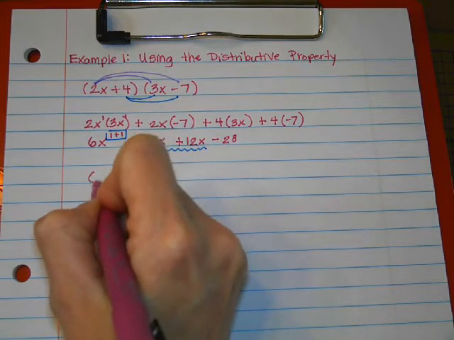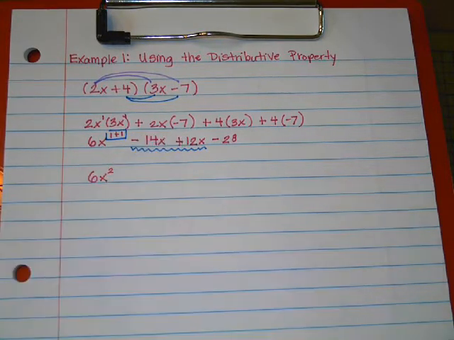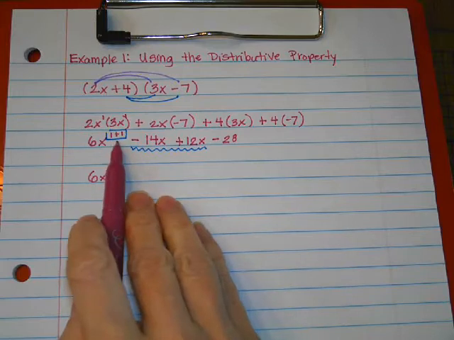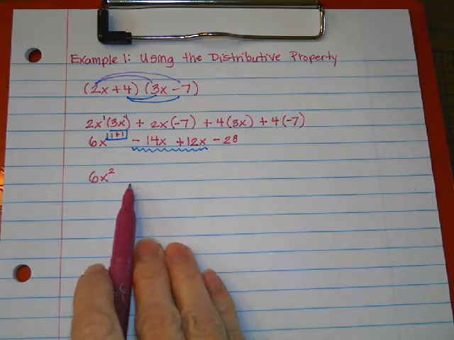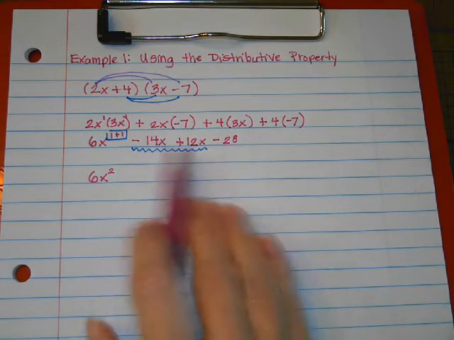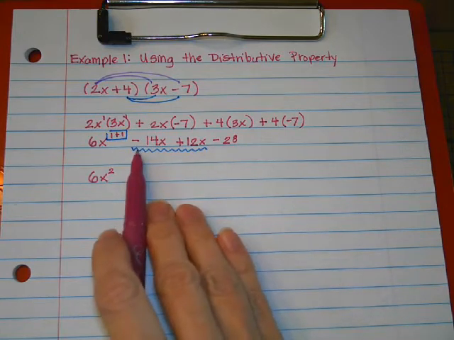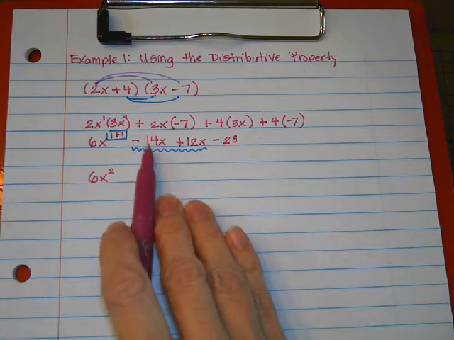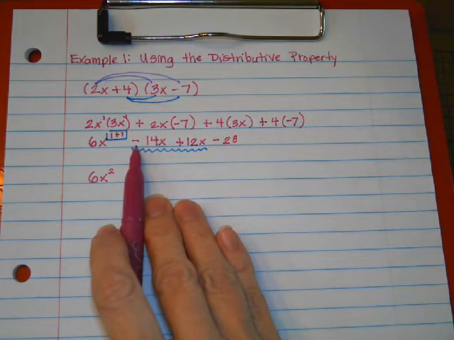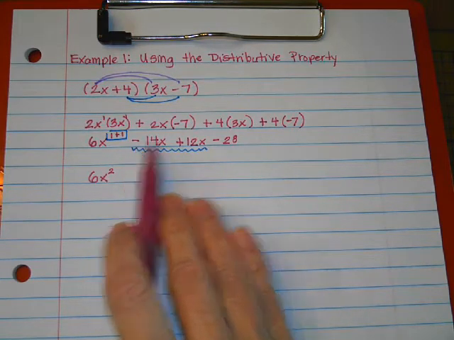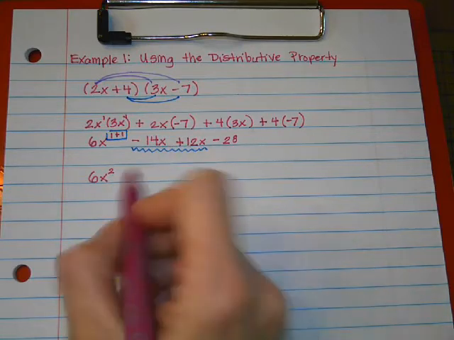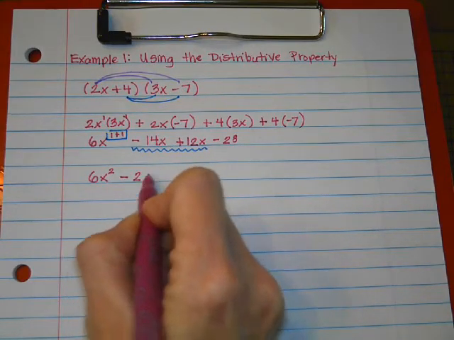So we got 6x squared because 1 plus 1 up here makes 2. To find this next term, we have to combine these two together. This is a negative 14, because remember, the sign to the left of it indicates whether it's positive or negative. So a negative 14 plus 12 is a negative 2. So there's a negative 2x.